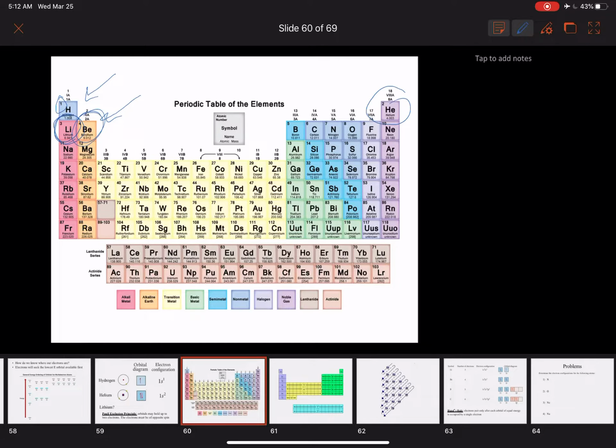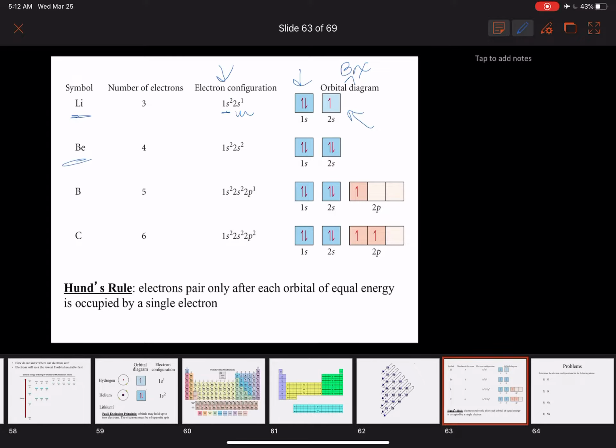So beryllium has 4 protons and 4 electrons. The first 2 electrons are going to go in the 1s orbital, like they always do, and the next 2 electrons are going to go in the 2s orbital. So how we say the electron configuration for beryllium is 1s2, 2s2.